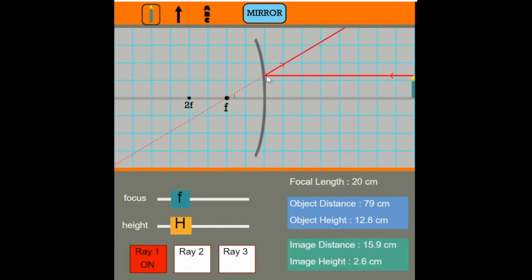Okay, so already we know the R1 ray is traveling parallel to the principal axis. The reflected ray should pass through the focus. So here we will extend the ray backwards. When you extend the reflected ray backwards, it will pass through the focus. Clear? So this is R1, and next is R2.